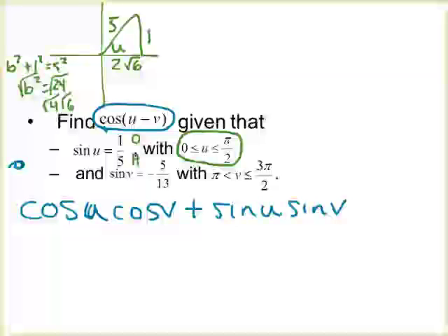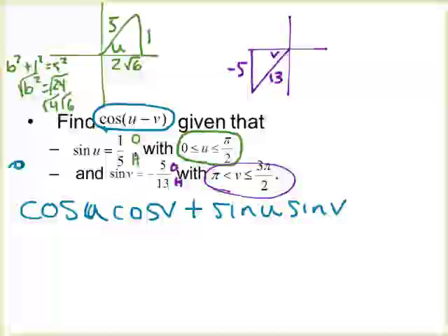Then we're going to do the same thing using the information about angle v. So angle v is between pi and 3 pi over 2. So which quadrant is that? 3. And it has a sine also, so that's opposite over hypotenuse of -5 and 13. So the other side will be -12.